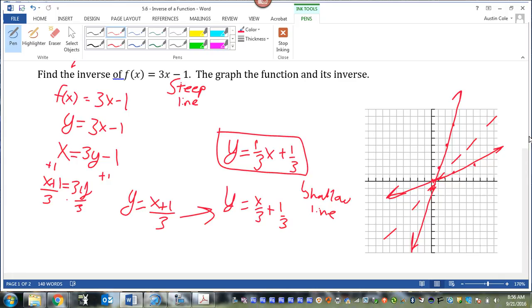Anybody have any questions for me? What did you graph this like? So your y-intercept is 1/3. So I just went a little above the x-axis, for a third, and then went up 1 over 3, up 1 over 3.